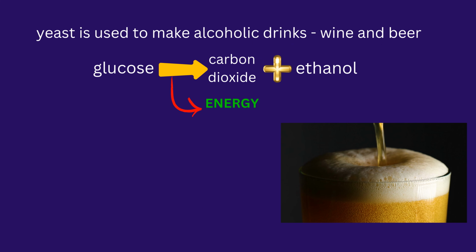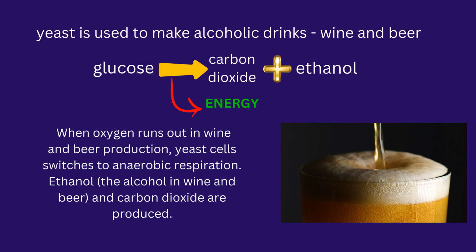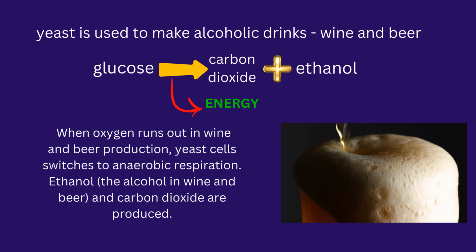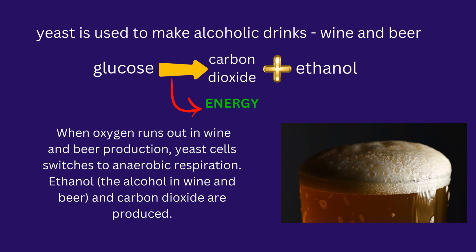Yeast is used to make alcoholic drinks, for example, wine and beer. Here is a reminder of the anaerobic respiration equation in yeast. So the glucose is broken down to produce carbon dioxide and ethanol. When oxygen runs out in wine and beer production, yeast cells switch to anaerobic respiration. Ethanol, which is the alcohol that is found in wine and beer, and carbon dioxide are produced.